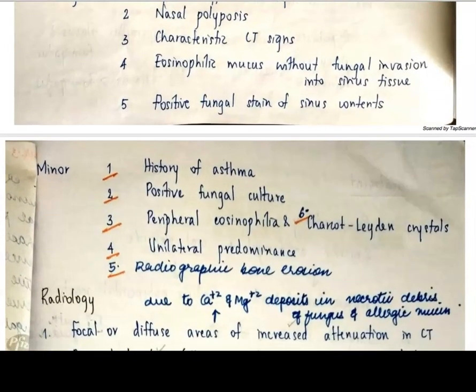Then minor criteria, which include 6 points: history of asthma, positive fungal culture, peripheral eosinophilia, unilateral predominance, radiographic bone erosion, and Charcot-Leyden crystals. Now all 5 major criteria were necessary to define AFRS, while minor criteria were considered as supporting features.